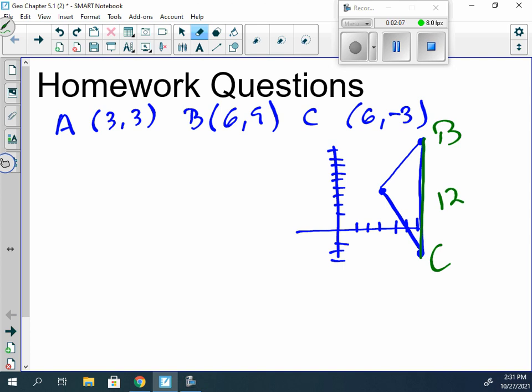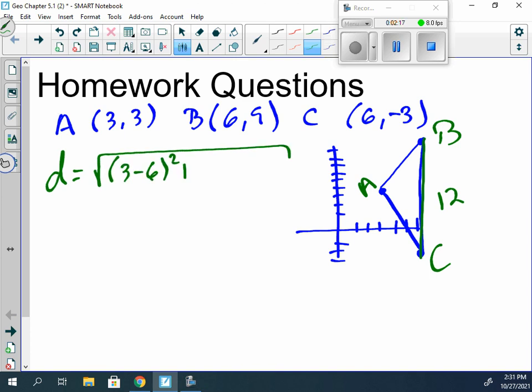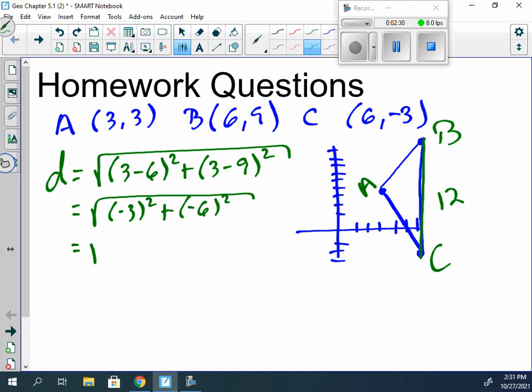Now we'll need to do the same thing from A to B and A to C. Now the distance formula for A to B, so we would have 3 minus 6 squared plus 3 minus 9 squared. Now 3 minus 6 squared would be negative 3 squared. 3 minus 9 squared would be negative 6 squared. Now 3 squared is 9. 6 squared would be 36, which would give us the square root of 45, or 3 square root of 5.